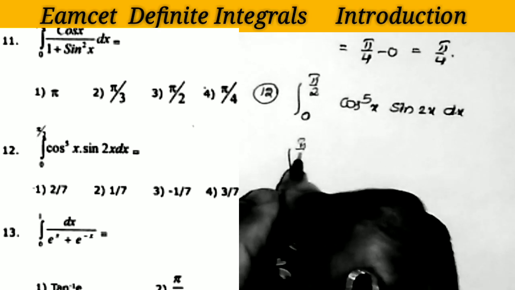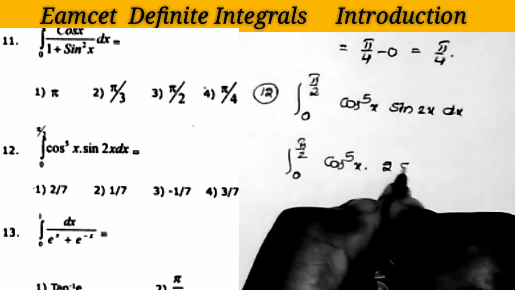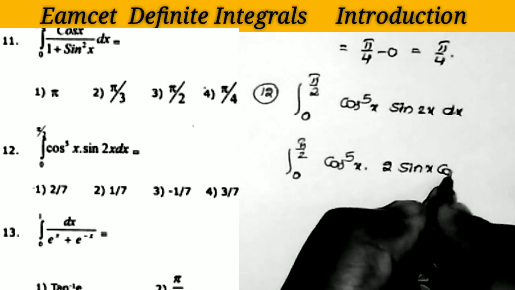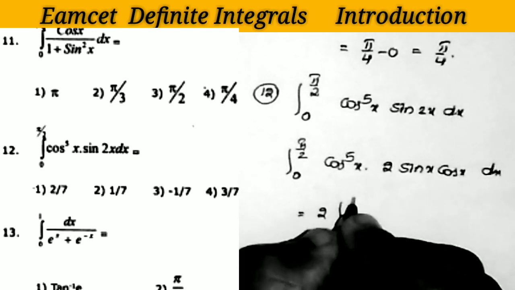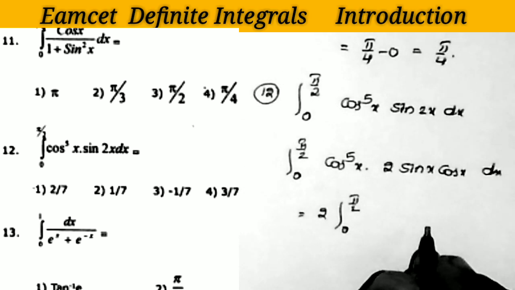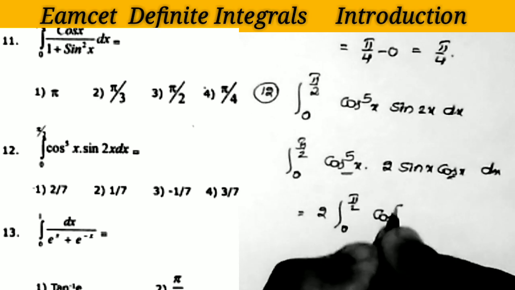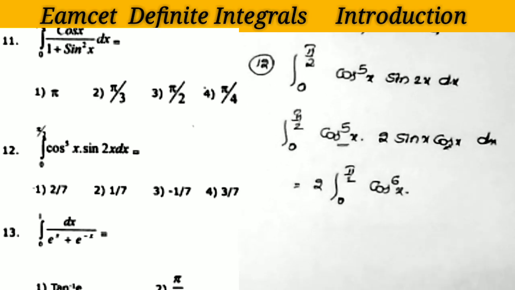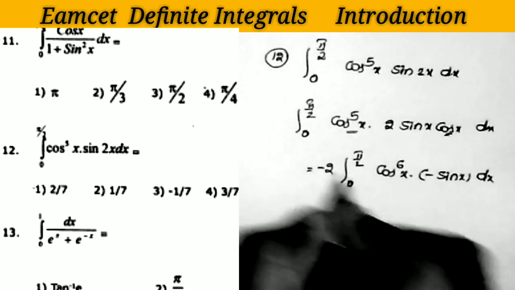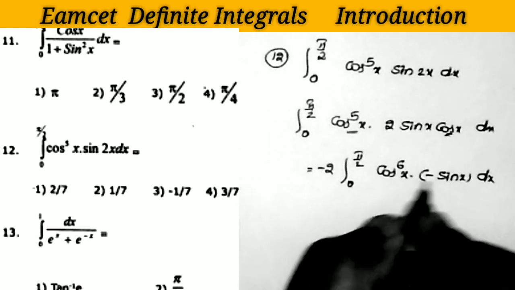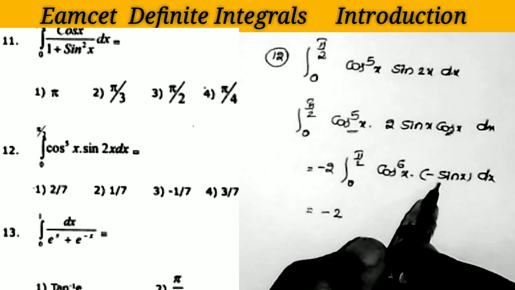Integral 0 to pi by 2 cos power 5x into sin 2x. Okay. In the first step, I take that sin 2x is equal to 2 sin x cos x, and this equals, writing the constant out of the integration, 2 into integral 0 to pi by 2 cos power 5 into cos x, which is cos power 6x. And what is cos x derivative? Minus sin x. I just apply the minus sign to this question like that, minus minus. This is equal to that because the derivative of the cos x is equal to minus sin x.